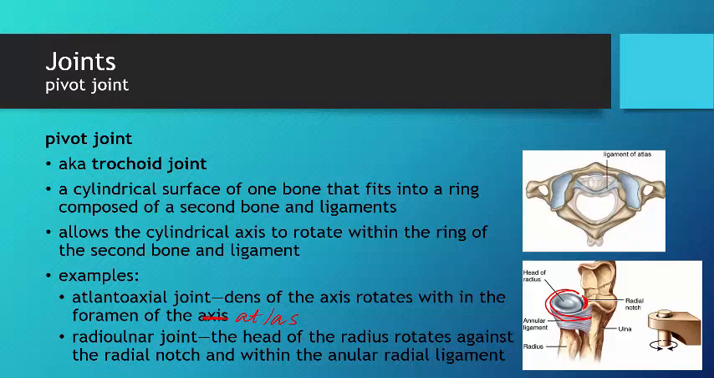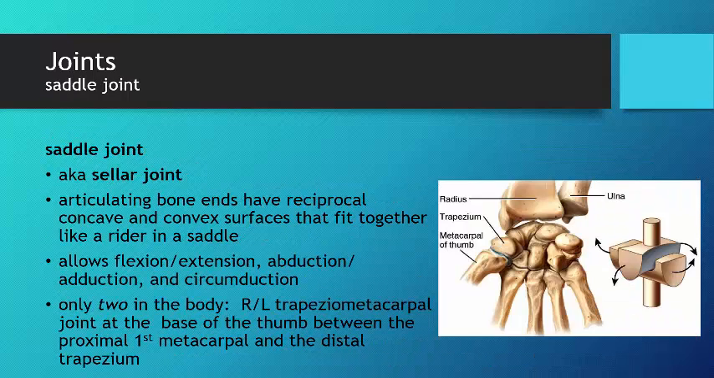So pivot joints allow that rotational movement that we associate with the head shaking no, or if you hold your elbow and then rotate your wrist around, then you're using that rotational movement of the radio-ulnar joint. Okay, so the last of the joints are the saddle joints, also known as a sellar joint.